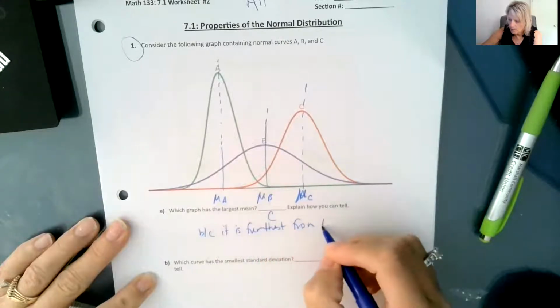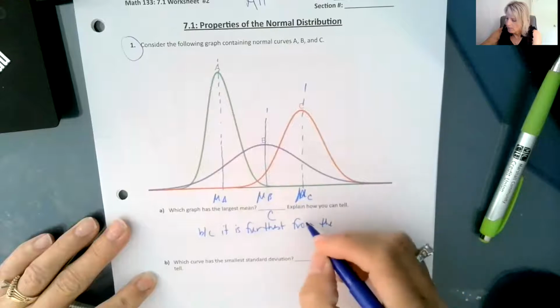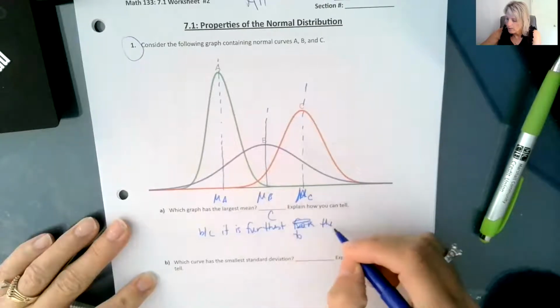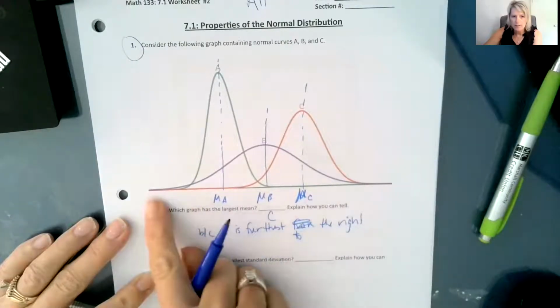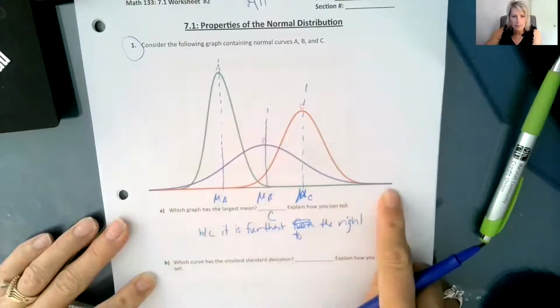furthest to the right. So remember, we treat this scale down here like a number line.